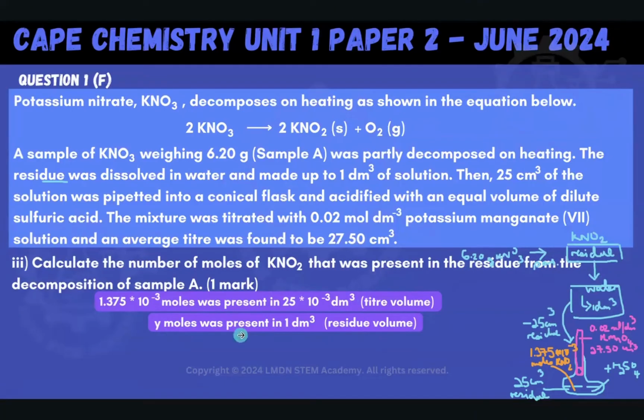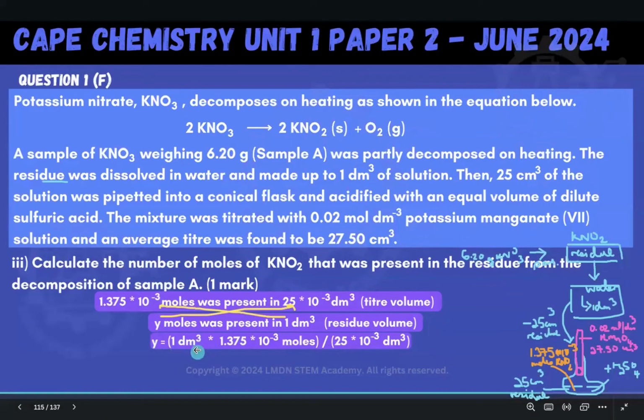Again, simple cross multiplication, we're just correlating the ratios to get the value that we need in the end. So we're going to say Y times 25 times 10 to the minus 3 is equal to 1 times 1.375 times 10 to the minus 3. When we do that cross multiplication and solve for Y, we get that Y is equal to 1 times 1.375 times 10 to the minus 3 moles divided by the 25 times 10 to the minus 3 dm cube.